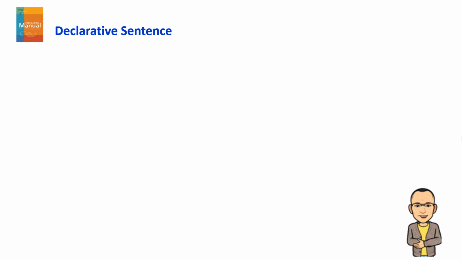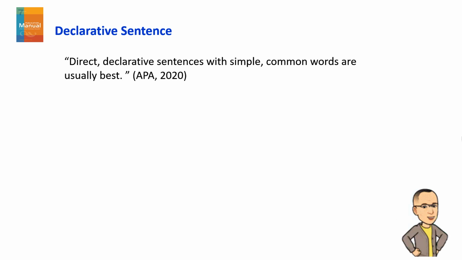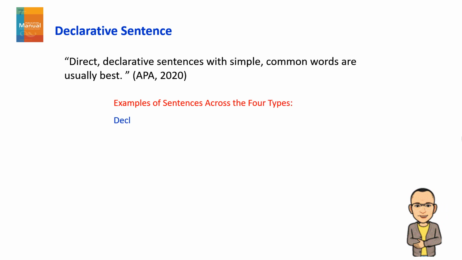Declarative sentence. Direct declarative sentences with simply common words are usually best, says APA 2020. In writing a research manuscript, declarative sentences are preferred for their clarity and directness in conveying information. The following are examples of sentences across the four types.